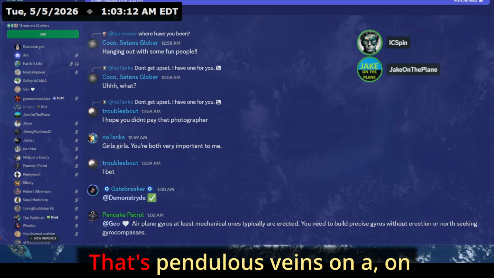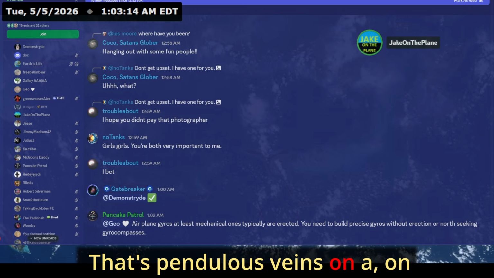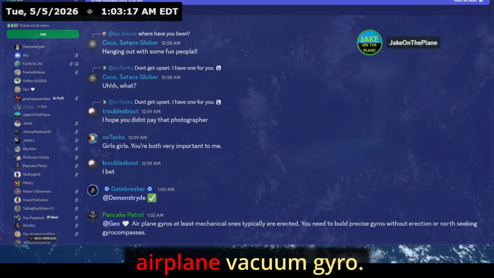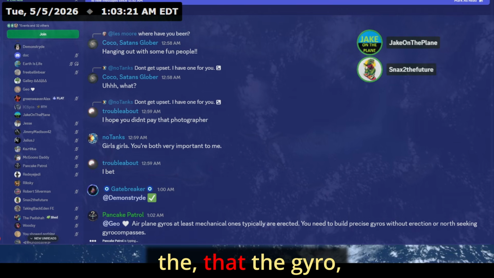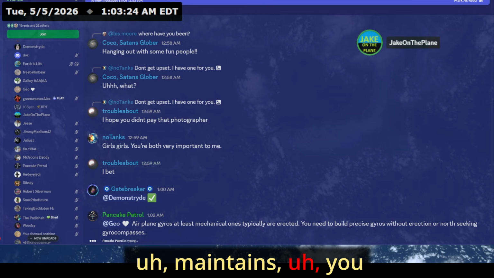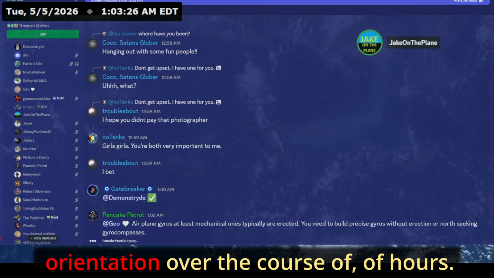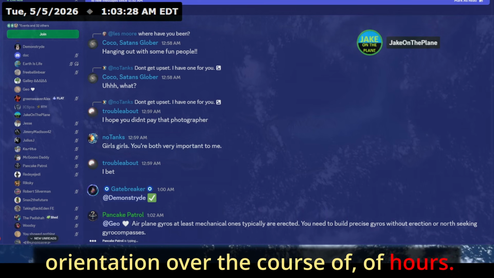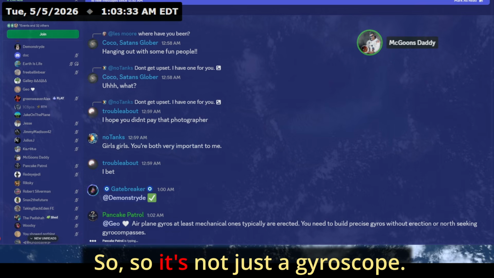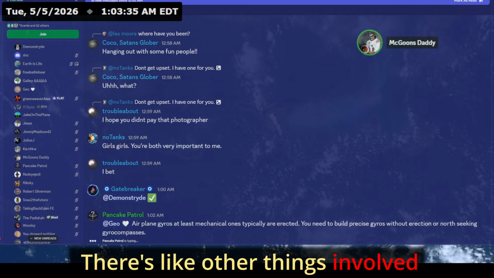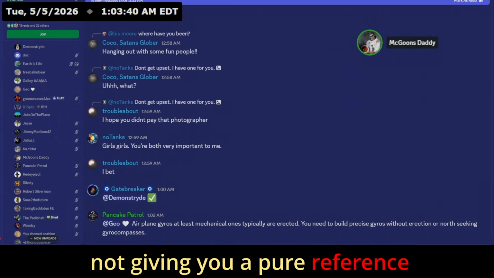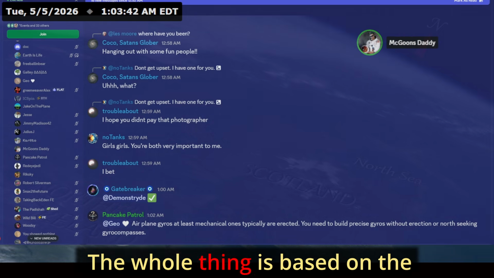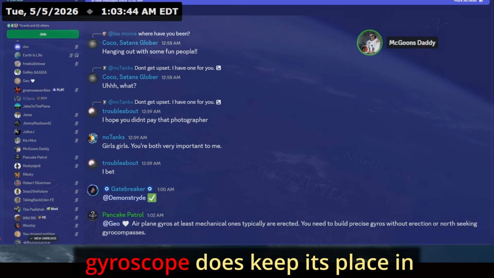I know that voice. That's pendulous vanes on an airplane vacuum gyro that's used to make sure the gyro maintains up-down orientation over the course of hours. Turbo-encabulated. So it's not just a gyroscope. There are other things involved, messing up the gyroscope, not giving you a pure reference. And this whole thing is based on the assumption that the gyroscope does keep its place in space.